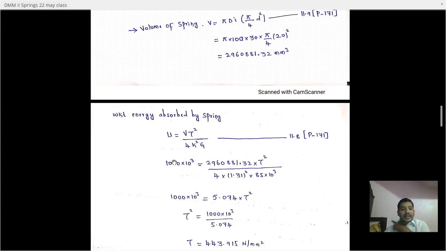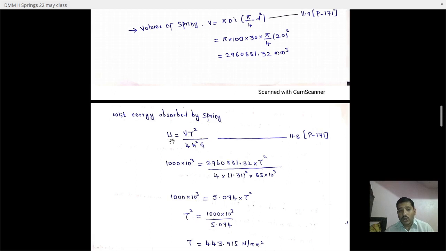So we know the energy absorbed by the spring. The formula is U equal to V tau square by 4 K square into G. Here V indicates the volume of the spring, tau indicates the maximum allowable shear stress, K indicates Wahl's factor, and G indicates the modulus of rigidity. From this equation, we need to find the value of the maximum allowable shear stress.